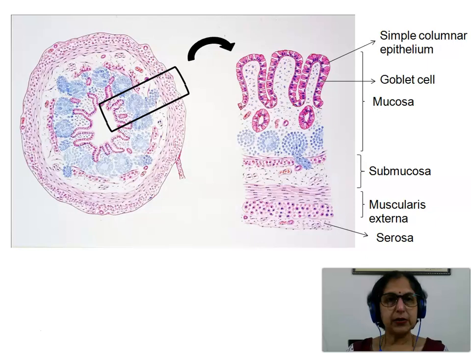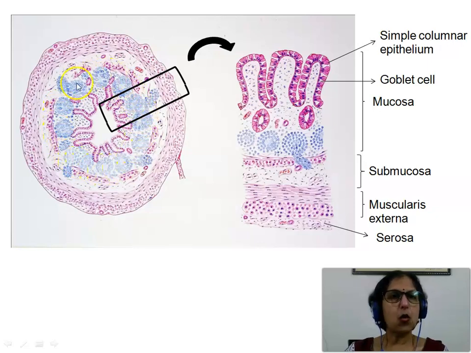Now, what we see here is a diagram showing us the transverse section of the vermiform appendix. The entire transverse section is seen here. This is the luminal surface. So, when we go from here outwards, what we see here is the mucosa, then the submucosa, the muscularis externa, and the serosa. Now, what we see here are the small and large lymphoid nodules or aggregations which are seen in the lamina propria.